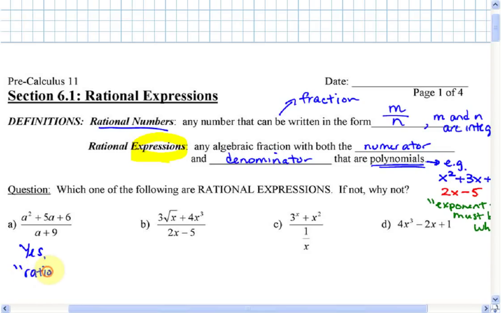What's an exponent again? Yeah, this little thing. The square is the exponent. Okay. So yes, this is a rational expression.